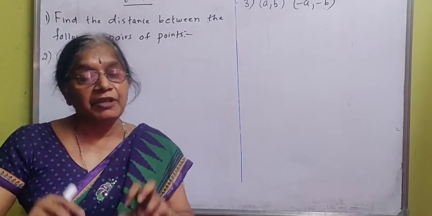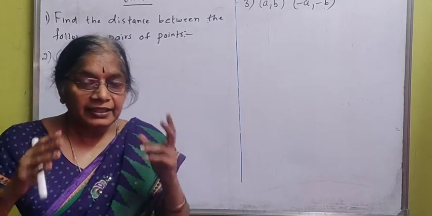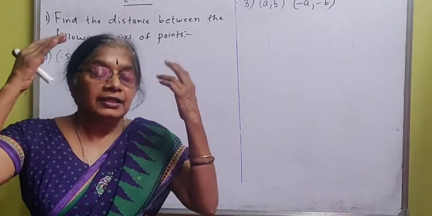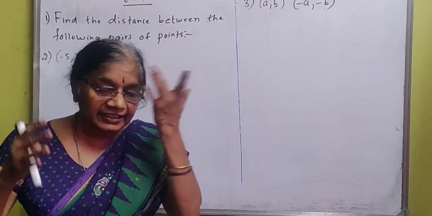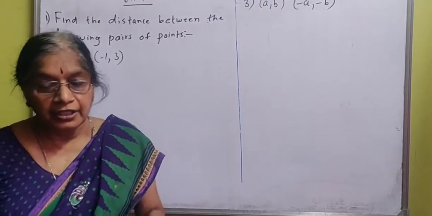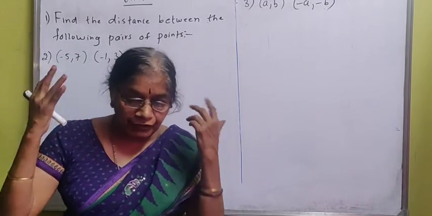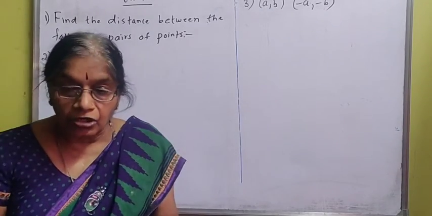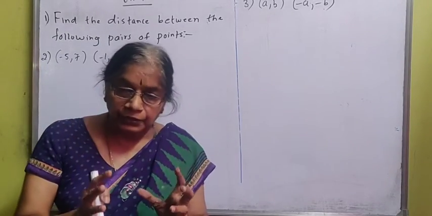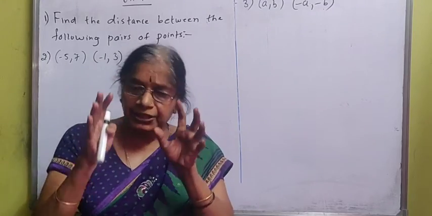With this distance formula we can find out whether the given vertices form a triangle or not, whether the vertices of a quadrilateral will form a square or not, will form a rectangle or not. Like that we can do sums. So some worked examples I had shown you.